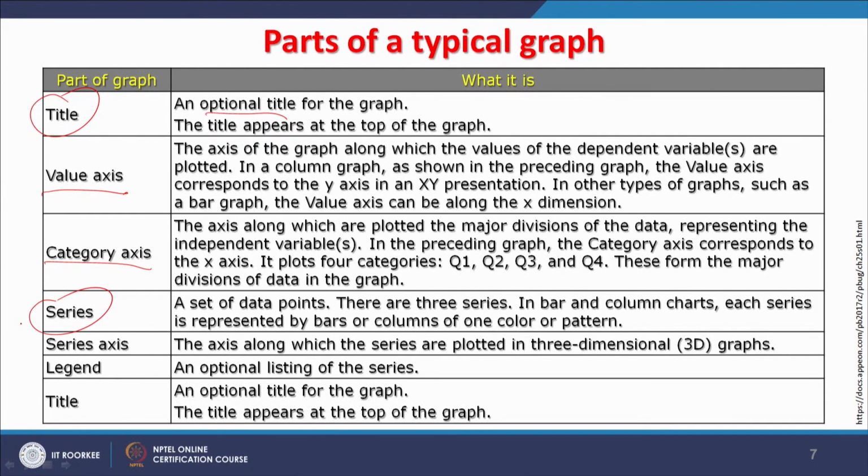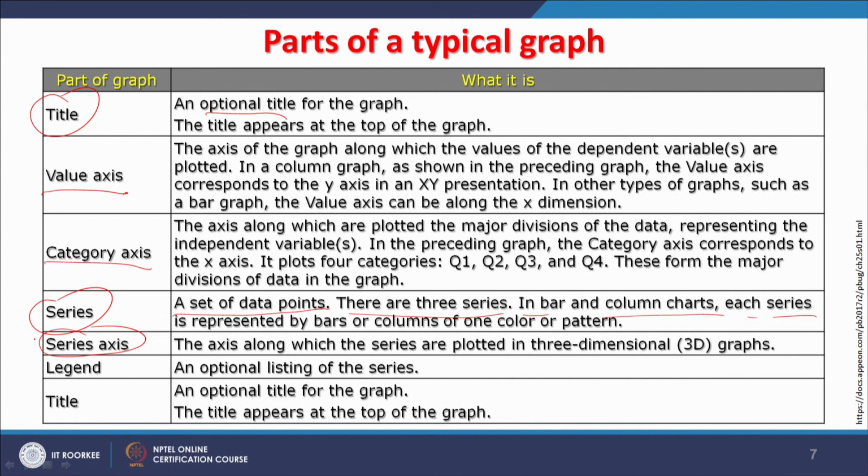If you are having the series data, a set of points data, then there are three series in the bar, column chart. Each series is represented by bars, columns. So a bar can have multiple colors, multiple patterns to show a series. That is also possible. So again you would have to have a series axis. One should understand what is in an individual multi-story bar.